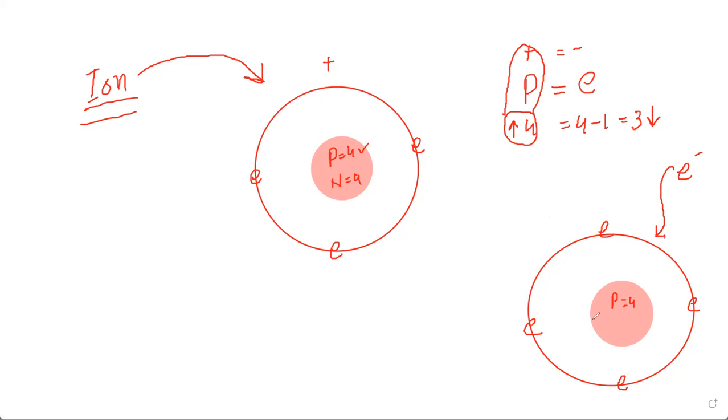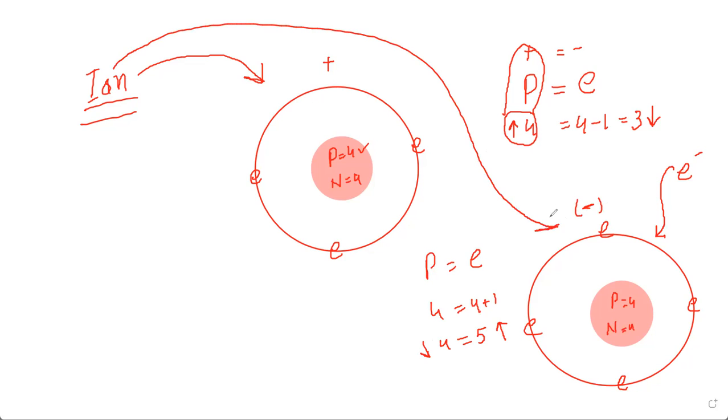So what happened? Before, the number of protons was equal to electrons, meaning 4 equals 4. Now 1 electron is added to this atom. What happened? It becomes 5 electrons, 4 protons. Now electrons are more, protons are less. Now this becomes a negative ion.